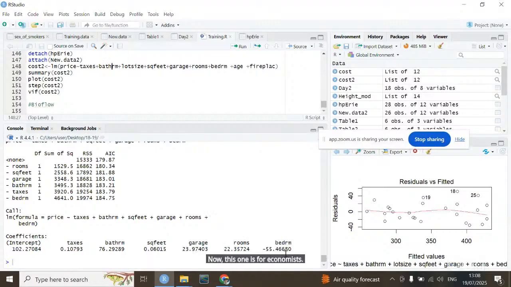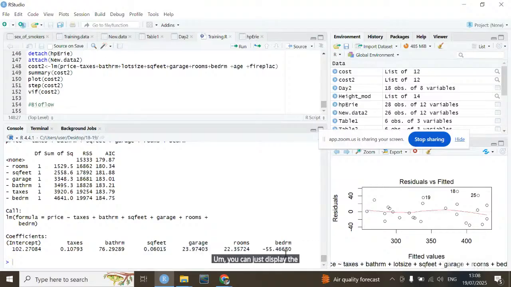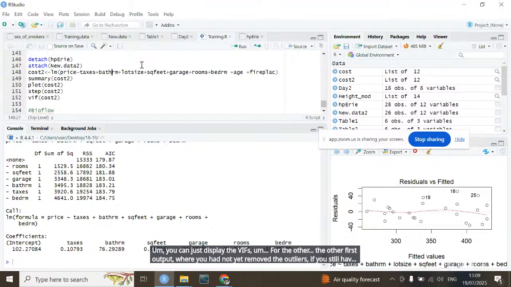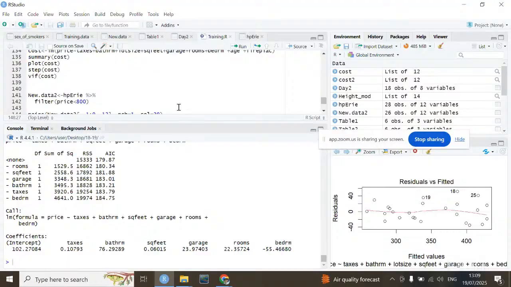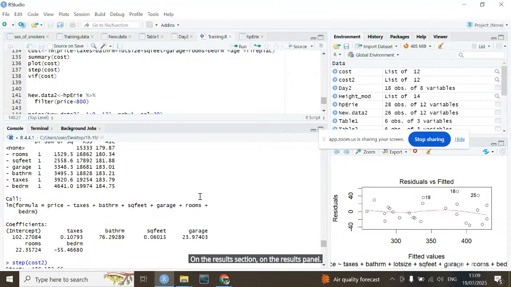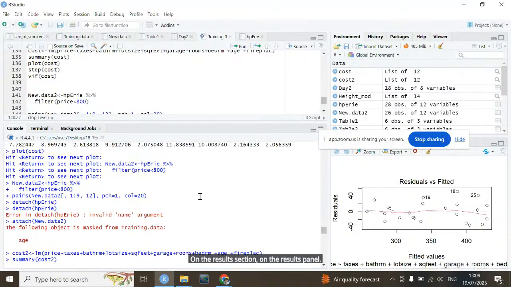Yeah. And just a supplementation on what you have already presented. You can just display the VIFs for the first output, where you had not yet removed the outliers, if you still have it. We have not removed the outliers. On the results panel. Yes, the VIF.